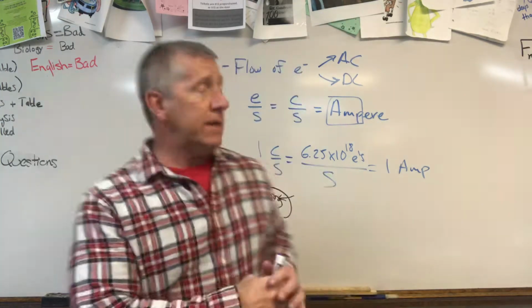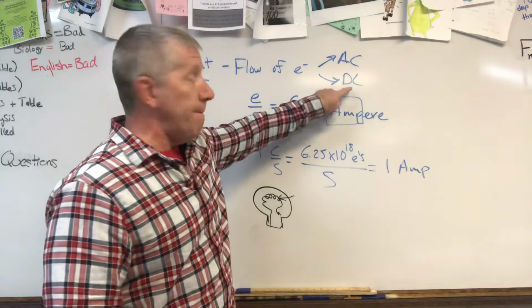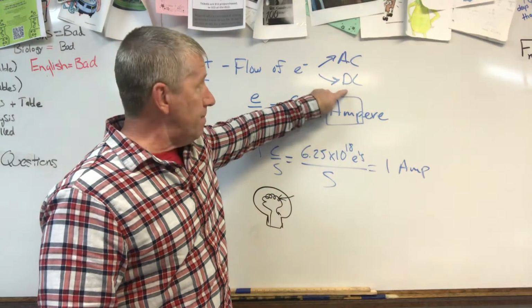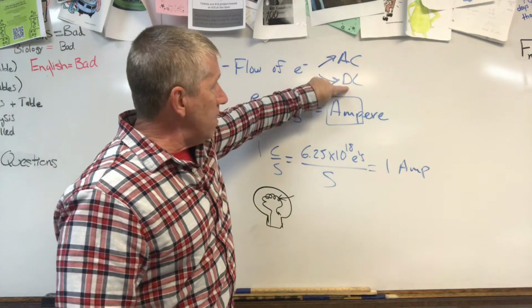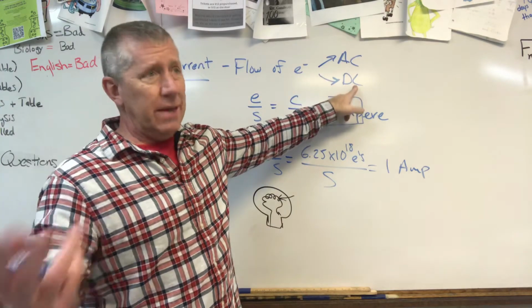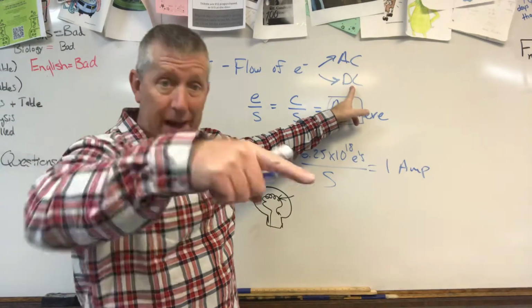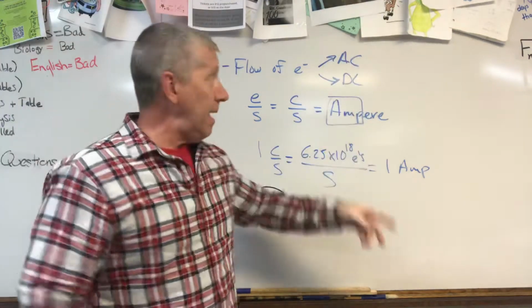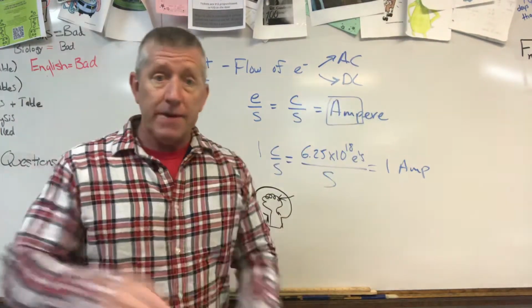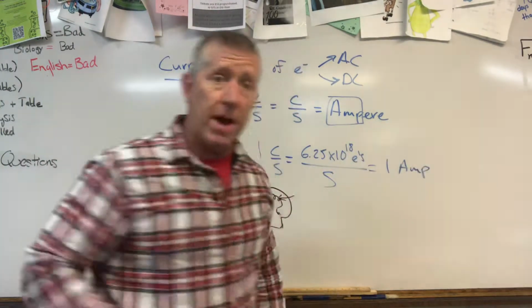With DC current, direct current, that's what we get from batteries. You can have a generator that's DC, but the electrical generators that produce electricity you and I are using all the time is AC. DC is out of a battery. That's direct, one direction, okay?